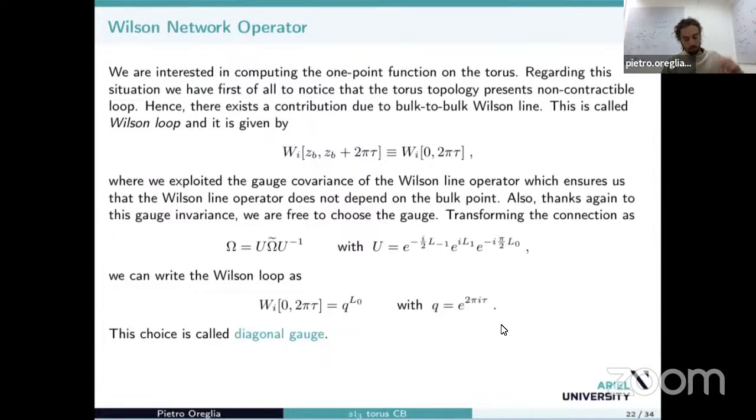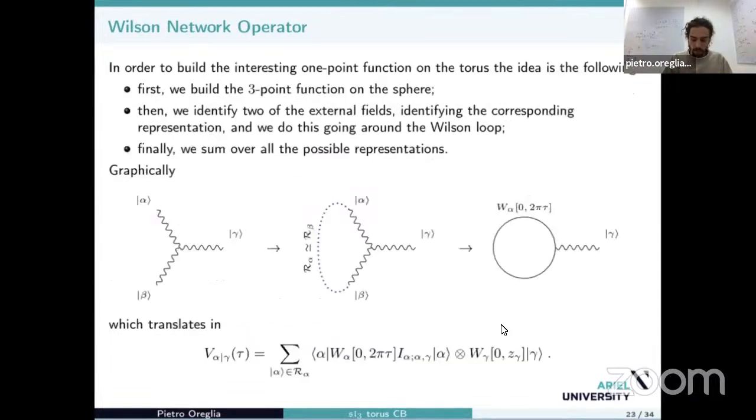Just to refer later, this choice of the gauge is called diagonal gauge. Now we are almost done in the construction of the quantity we are interested in, but we have to understand how to build it effectively. In the previous picture I described a particular matrix element, but the construction was, graphically at least, thought of in the sphere topology.